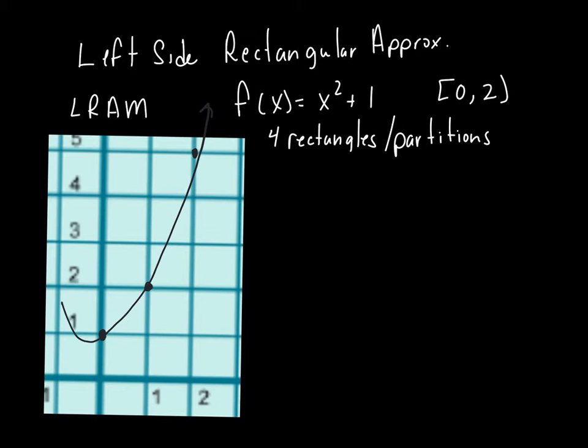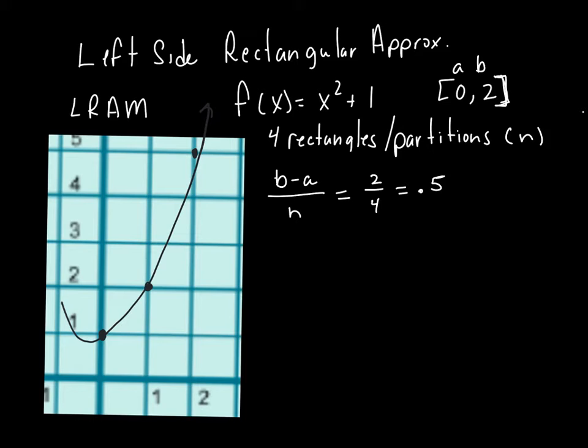Okay, so because we still have the same graph and the same number of partitions, we still do the same thing for the bottom portion of the rectangle. It's just b minus a, and again, this has to be on a closed interval. I divide that by the number of partitions. In this case, it's going to be 2 over 4, so the bottom of each needs to be 0.5.